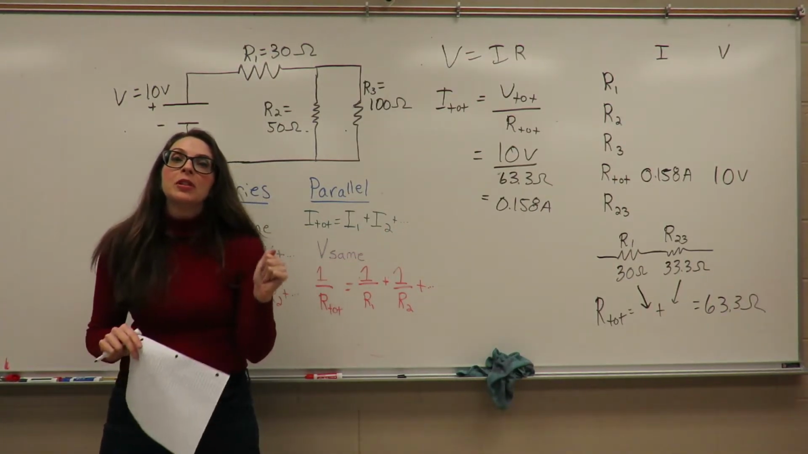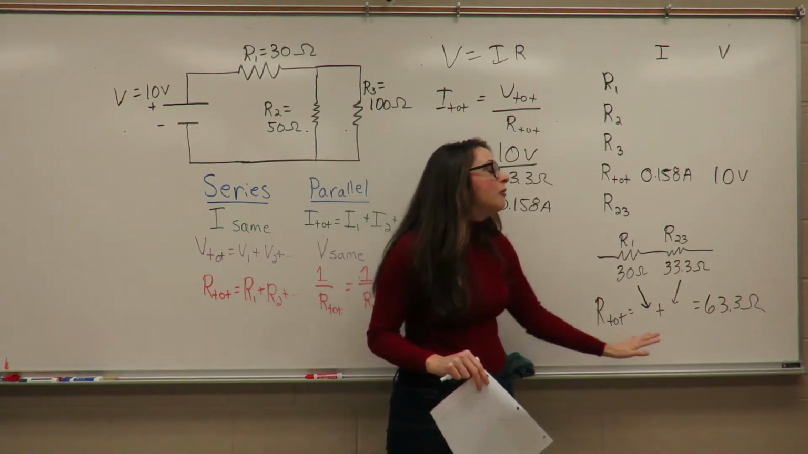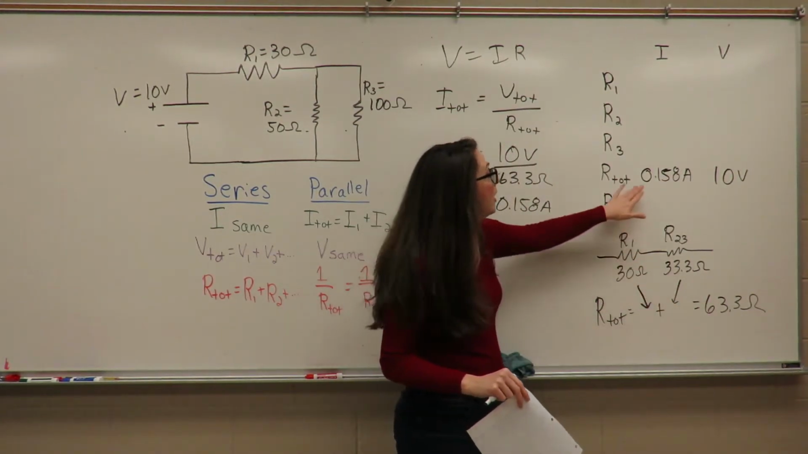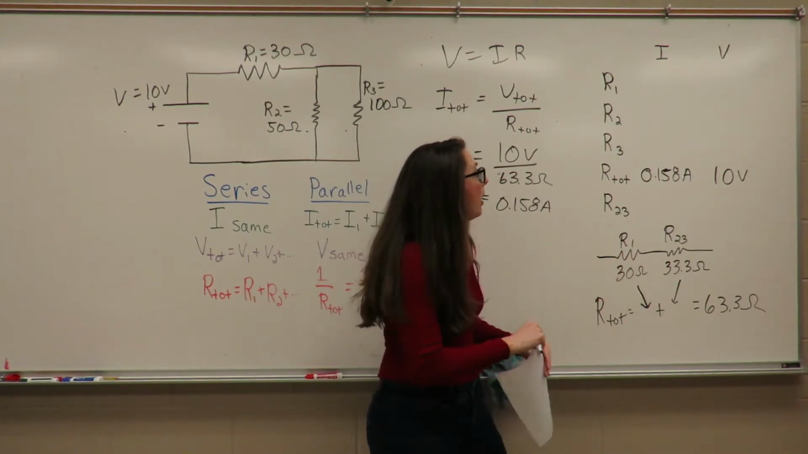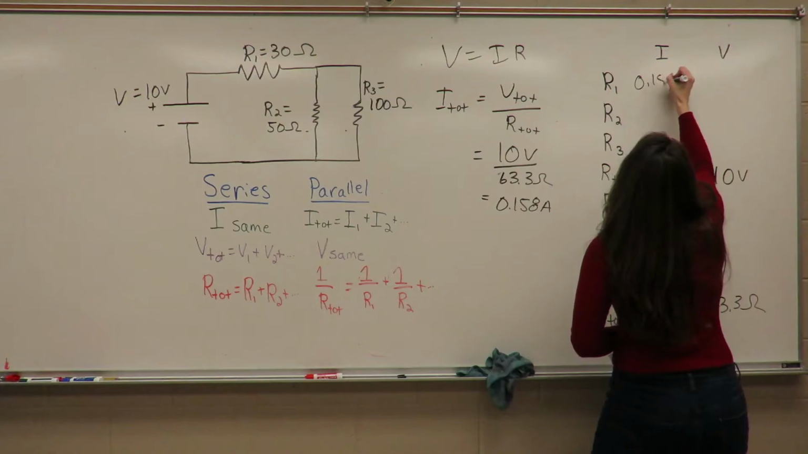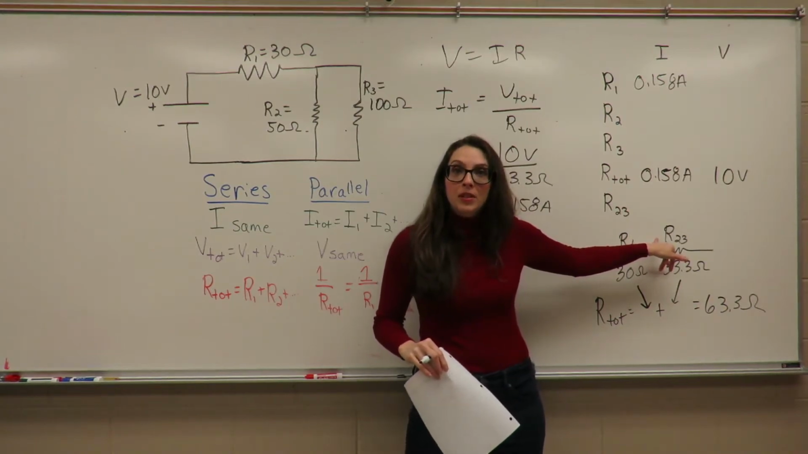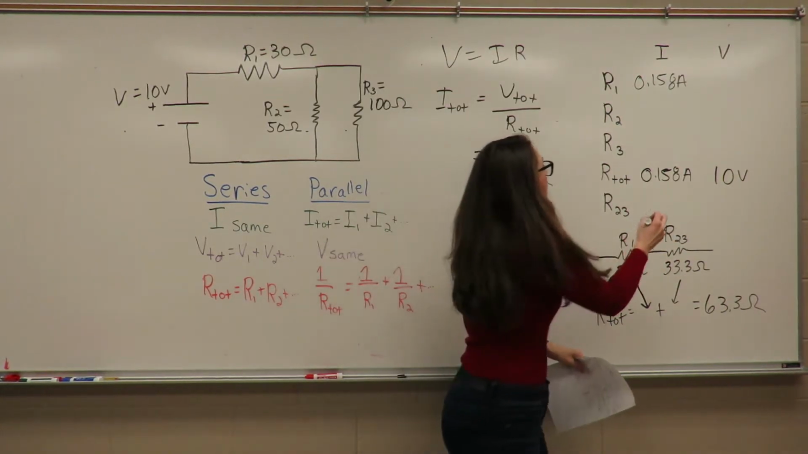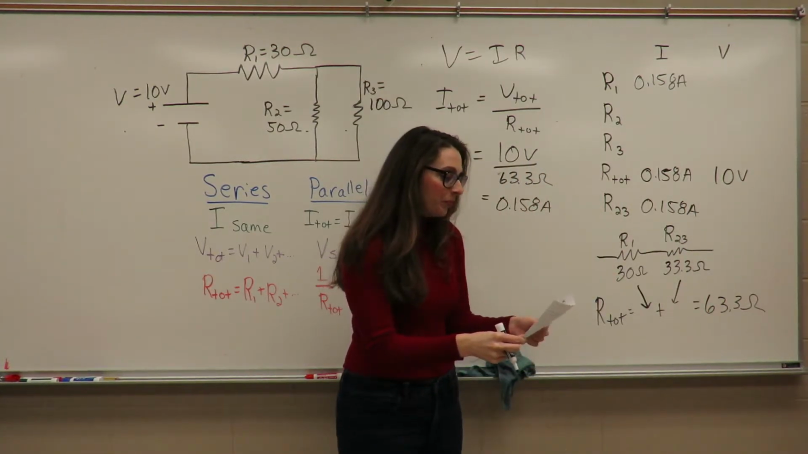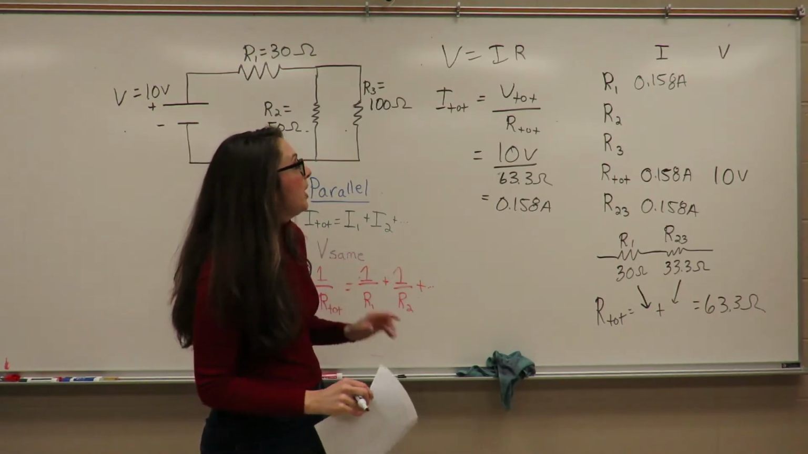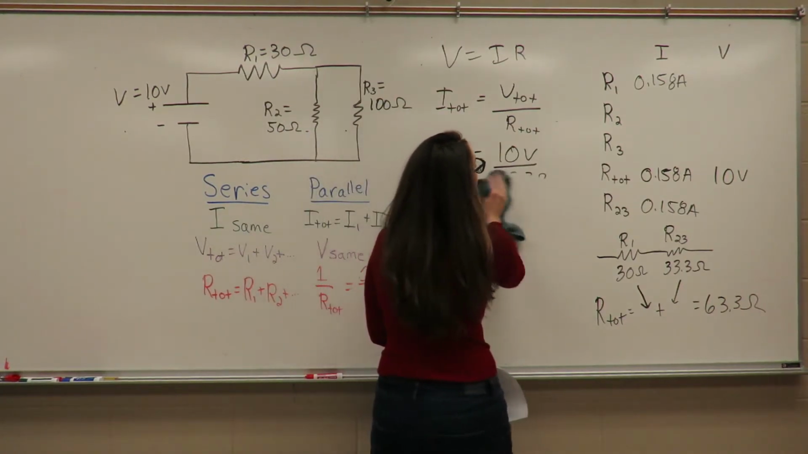All right. Now, we know, again, from our rules for resistors in series, that the current flowing through resistors in series is the same. So if the total current through my circuit is 0.158 amperes, then that means that the current running through resistor 1 is also 0.158 amperes. And then the current running through my equivalent resistor R23 is also 0.158 amperes.